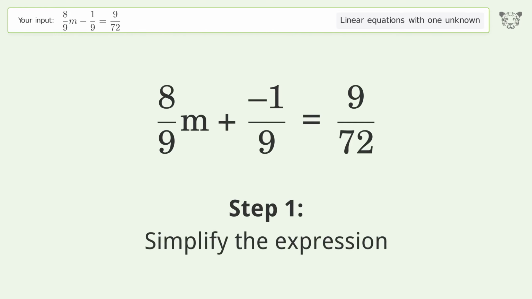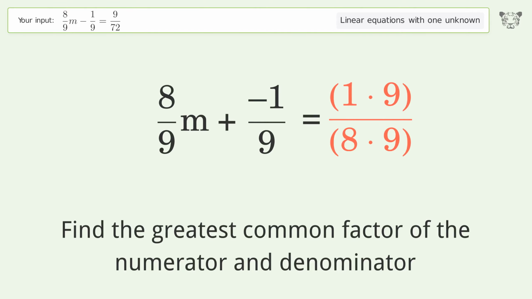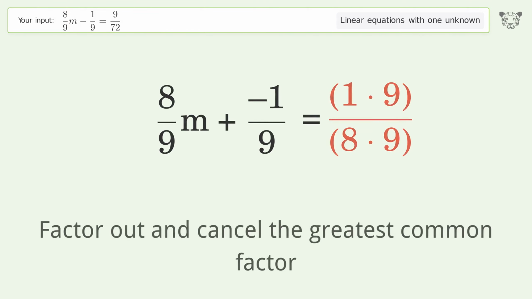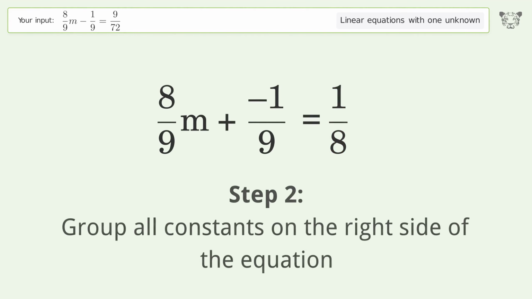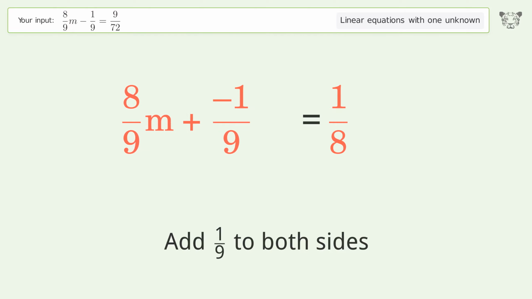Simplify the expression. Find the greatest common factor of the numerator and denominator. Factor out and cancel the greatest common factor. Group all constants on the right side of the equation. Add 1/9 to both sides.